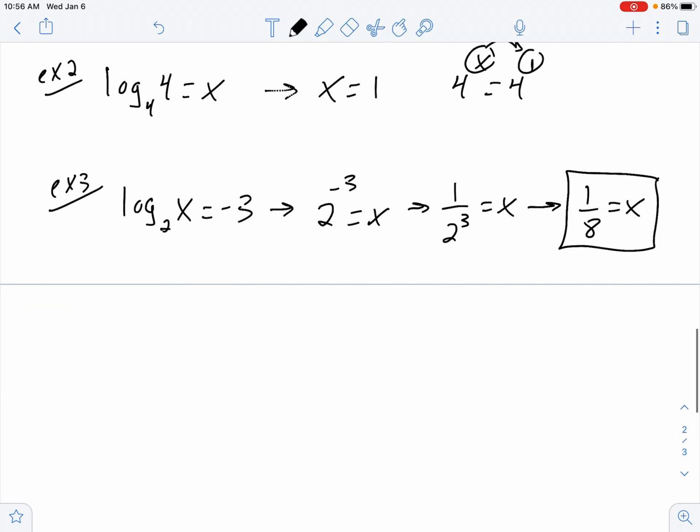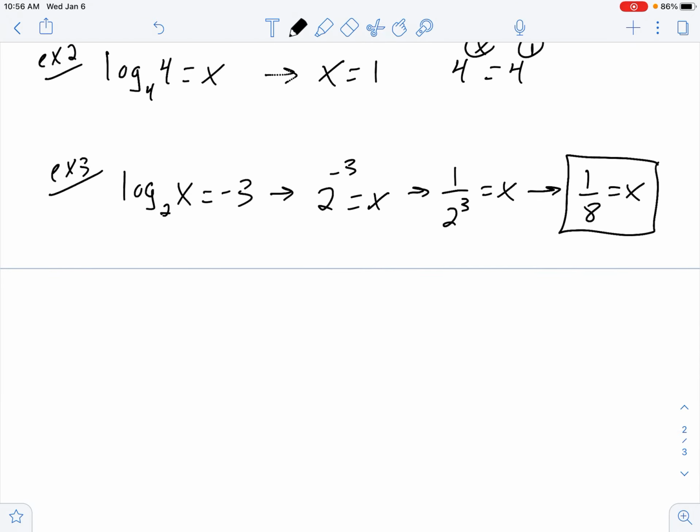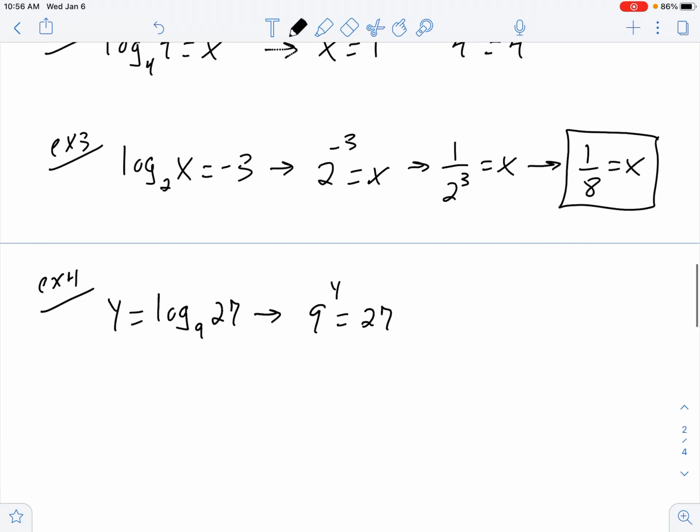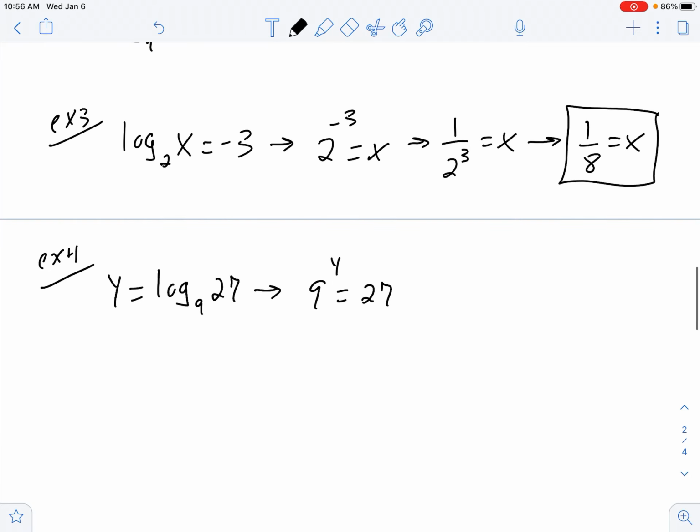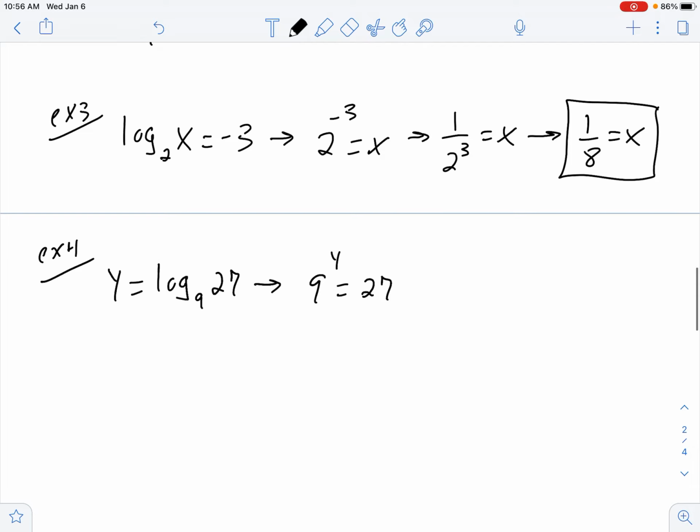And we'll look at one more, and it'll be a good variety for an introduction to logs. So let's say we have y is equal to log base 9 of 27. Well, if I write that in exponential form, I get 9 raised to the y is equal to 27. Well, that's not so clear about what the answer is. How are we going to get 27? Like what exponent, what value of y is going to make the left side equal to the right side?